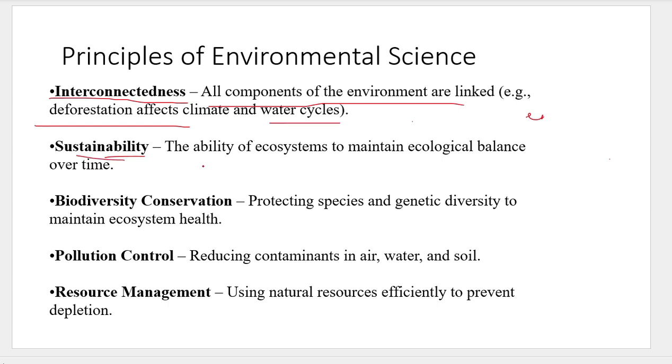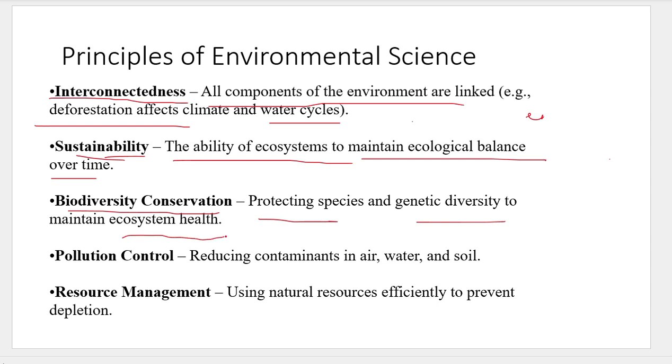Then sustainability is the ability of an ecosystem to maintain ecological balance over time. Then biodiversity conservation: protecting species and genetic diversity to maintain ecosystem health. Why is protection of species and genetic diversity important? I'll give you one example, just take it as an experiment. In the top order, there's a lion or tiger. Then comes lots of deer here.